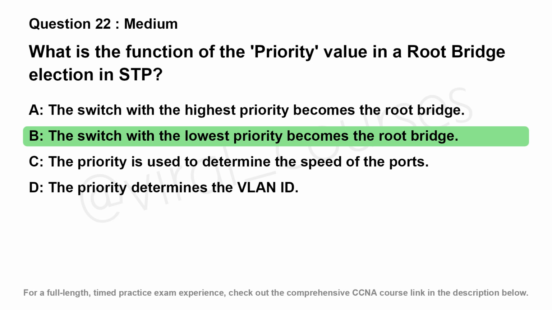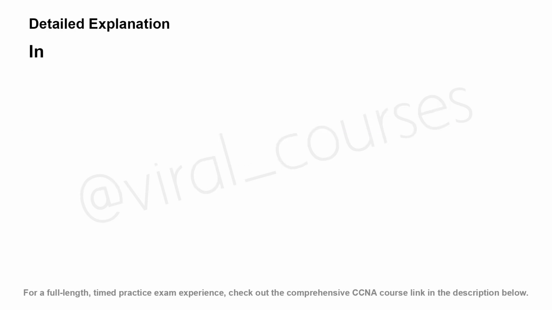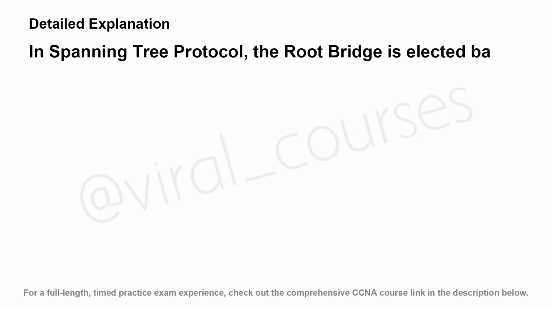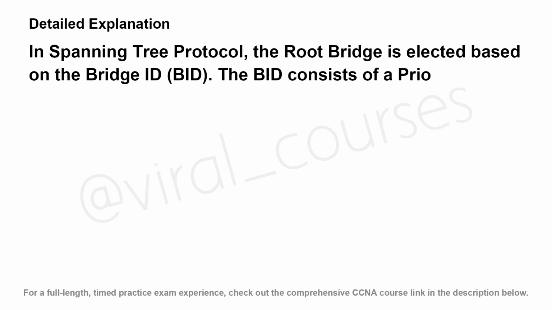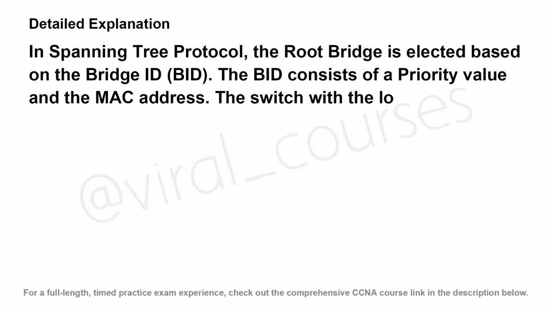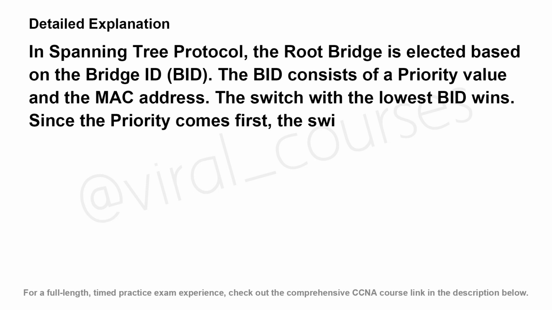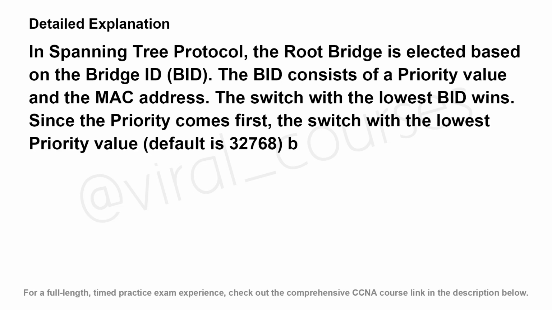The correct answer is B. In spanning tree protocol, the root bridge is elected based on the bridge ID, BID. The BID consists of a priority value and the MAC address. The switch with the lowest BID wins. Since the priority comes first, the switch with the lowest priority value, default is 32,768, becomes the root bridge.